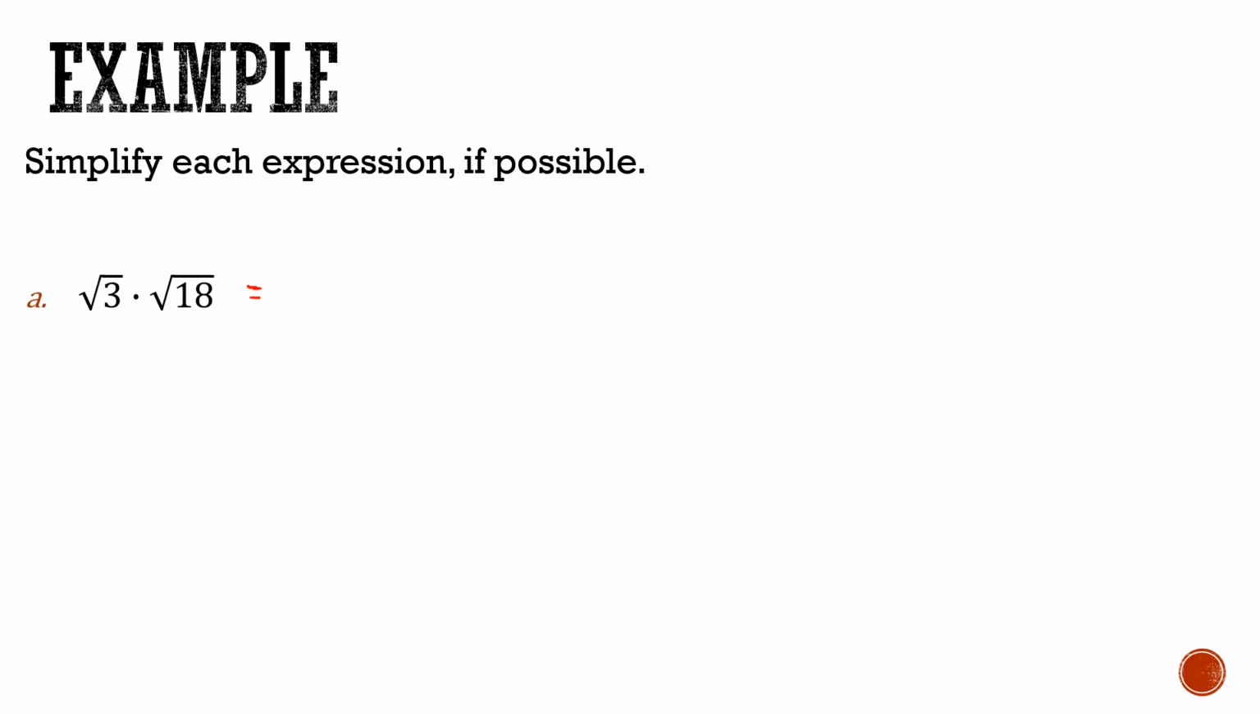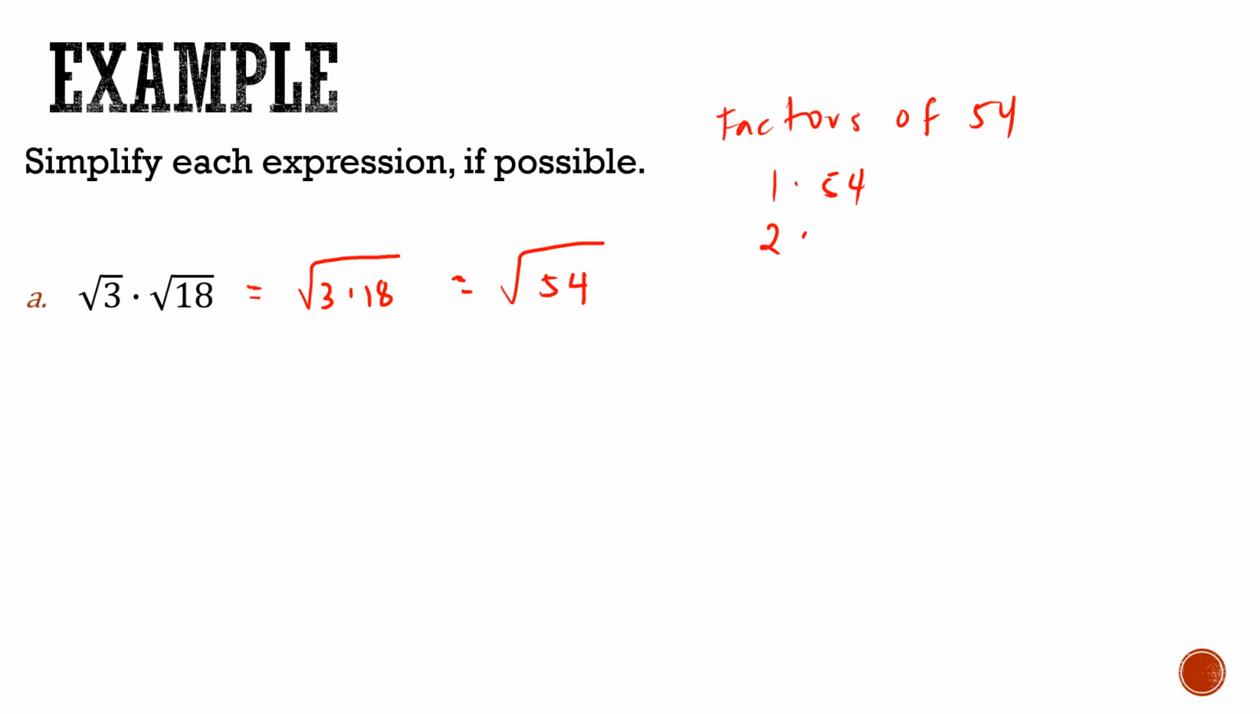So multiplying them, we get square root of 3 times 18. Multiplying 3 by 18 gives us a product of 54. Now, since 54 can still be simplified, we get the factors of 54. We have 1 times 54, 2 times 27, and 9 times 6. After identifying the factors, we determine which are perfect squares. The only perfect square that 54 has is 9, so we will be using 9 times 6.